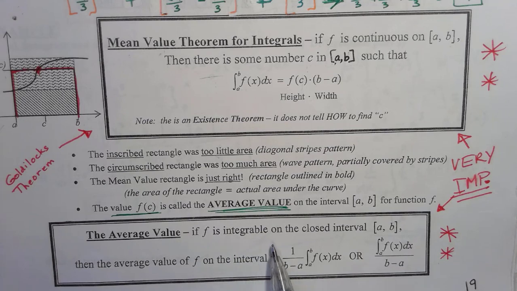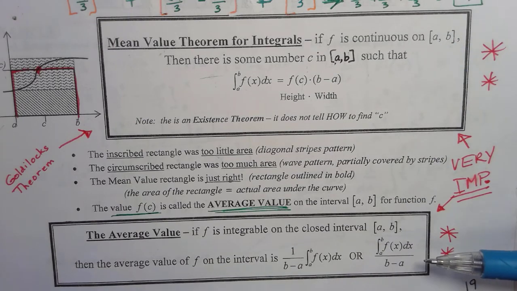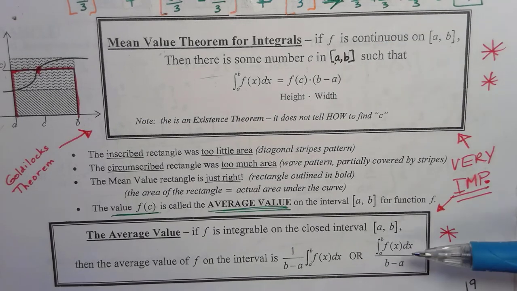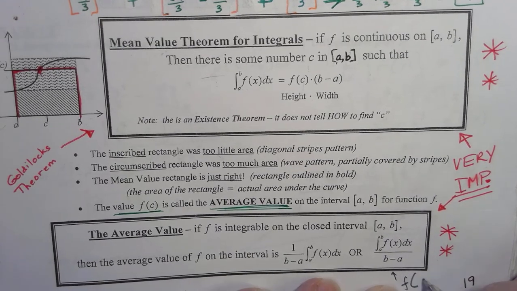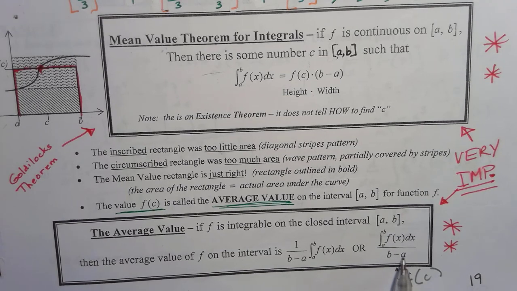If f is integrable on the closed interval from a to b, then the average value of f on the interval is 1 over b minus a times the integral from a to b of f of x dx, or the integral from a to b of f of x dx divided by b minus a. It is just changing that up. But you need to recognize that this simply means we're looking for f at c. That is our average, dividing by b minus a, our average value.